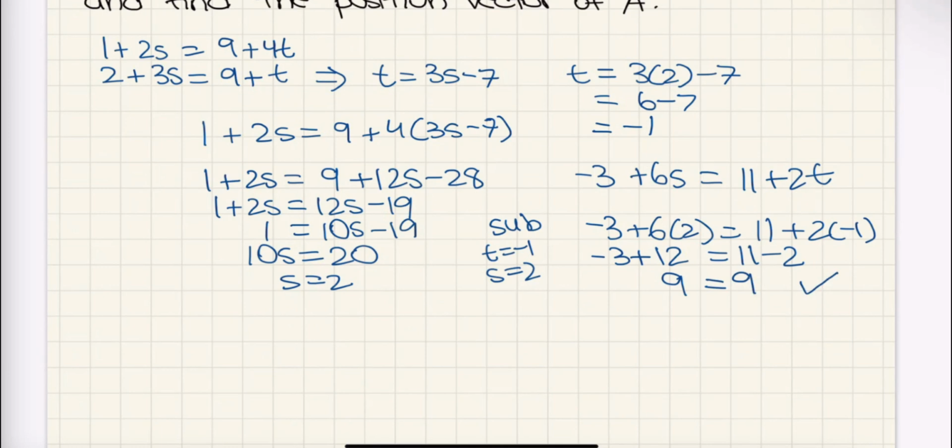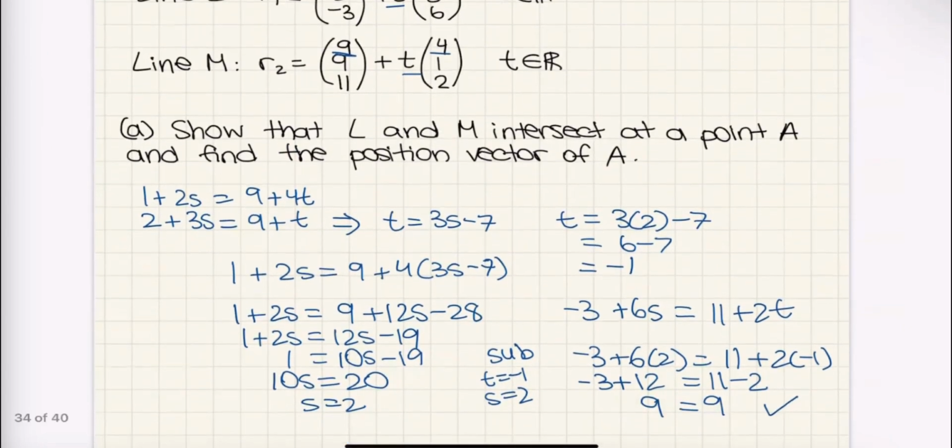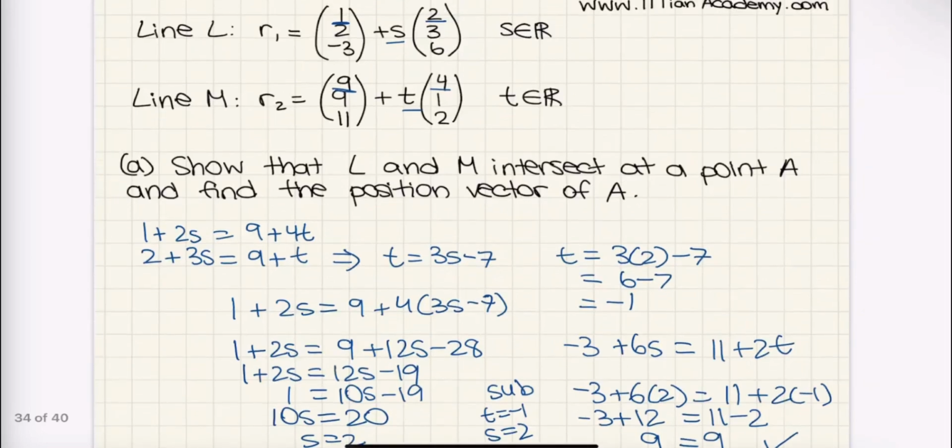And then we need to find the position vector. So to find the position vector, we can either sub in 2 for s, or we can sub in negative 1 for t. It doesn't actually matter which. I will be subbing in 2 for s since I think that's simpler.